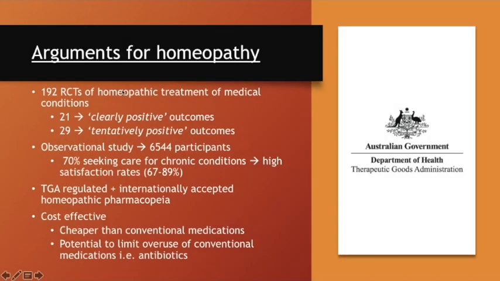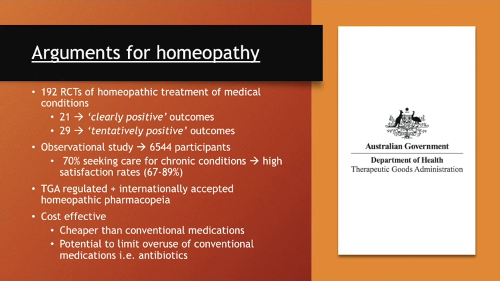Despite the extensive use of homeopathy over the last 2 centuries, the efficacy has always been a controversial issue. As such, several arguments for and against have been raised. Arguments for homeopathy. In 192 randomized controlled trials that tested 81 different medical conditions, 21 showed clearly positive and 29 tentatively positive health outcomes. A study of 6,544 patients seeking care for chronic conditions presented positive health outcomes, and in more than 70% of the cases showed high satisfaction rates.